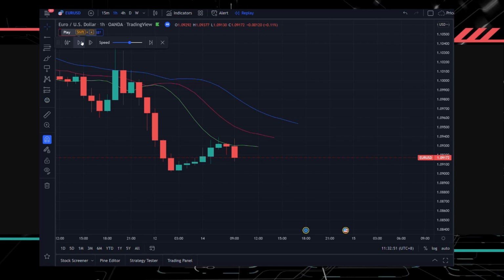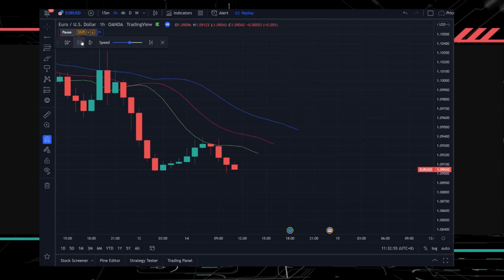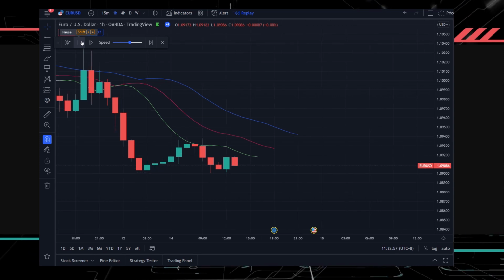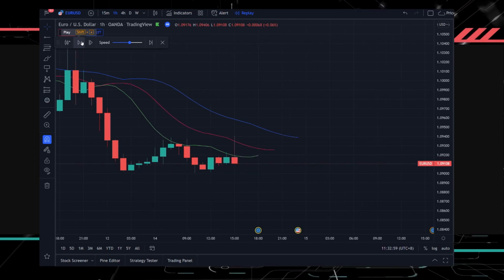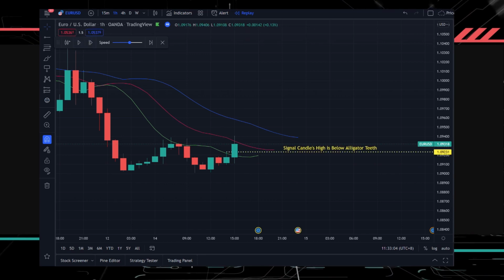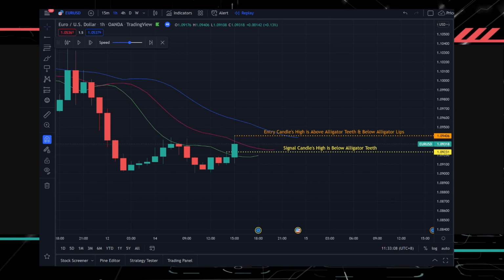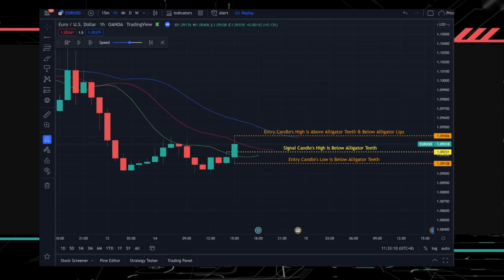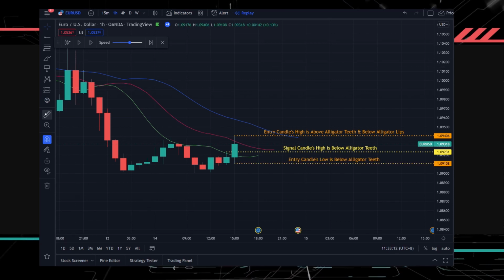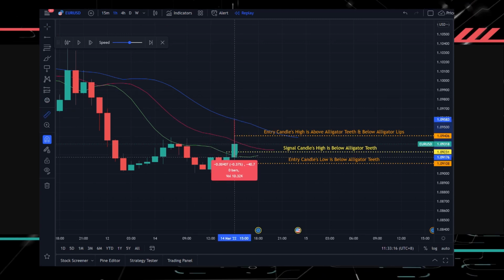Our first example is Euro USD on the 1-hour time frame. First, we can see that the jaw is greater than the teeth and the teeth is greater than the lips. Next, we can see that the signal candle's high is below the teeth, indicated with the yellow line. Third, the entry candle's high is above the teeth and below the jaw, which is shown with the top orange line. Fourth, the entry candle's low is below the teeth, this is indicated with the bottom orange line.